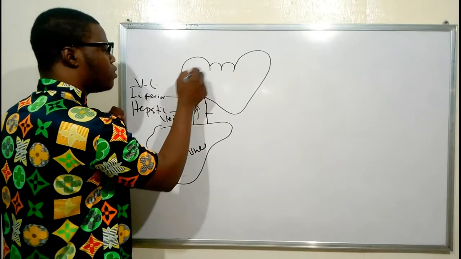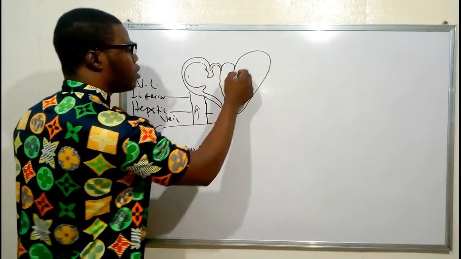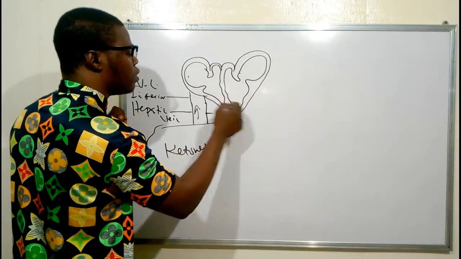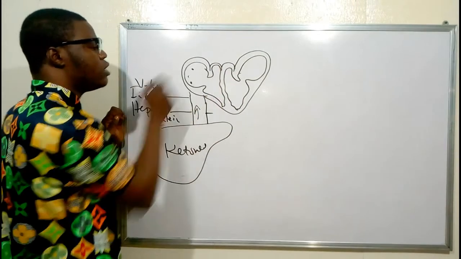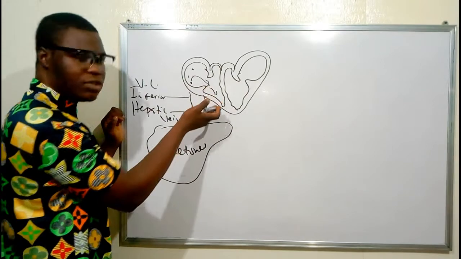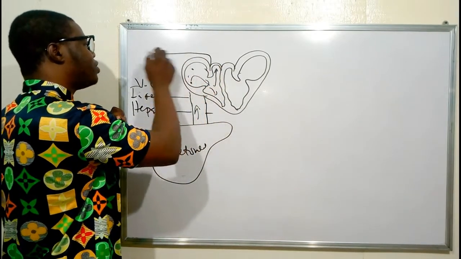So when it flows into the heart, this is the heart now, right here, just a sketch. So it's going to move into the what? Into the heart. And then a lot of ketones goes into the what? Into the right ventricle, then into the what? Into the pulmonary artery.